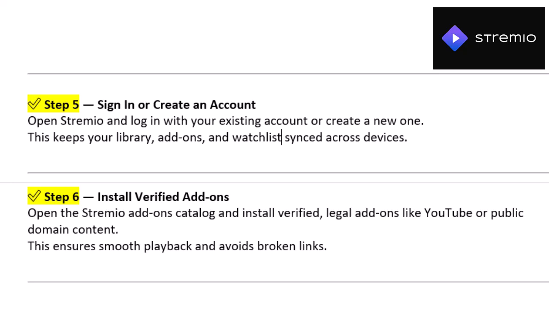Step 6. Install verified legal add-ons. Open the Stremio add-ons catalog and install verified legal add-ons like YouTube or public domain content. This ensures smooth playback and avoids broken links.